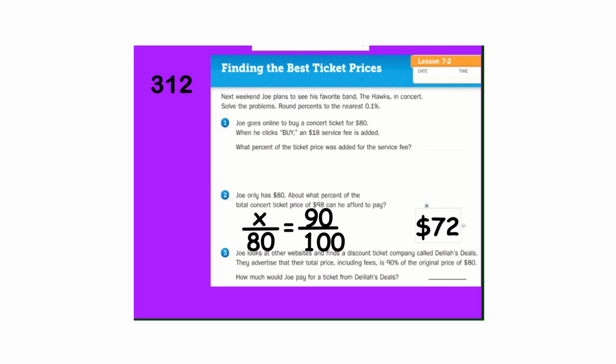So he's looked at other websites and he finds that 90% of the company, so that goes over your 100, and the whole price is 80. So what percent, or how many dollars would he have to pay? And it would be 72. So the answer for number 3 is 72.